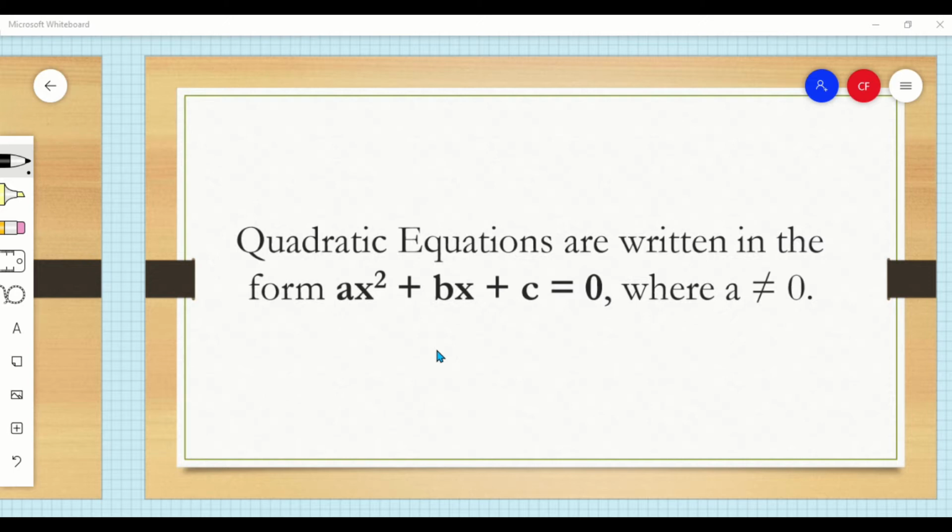So quadratic equations are written in the form ax squared plus bx plus c equals 0, where a is not equal to 0. So ito po yung definition ng quadratic equation. Okay?